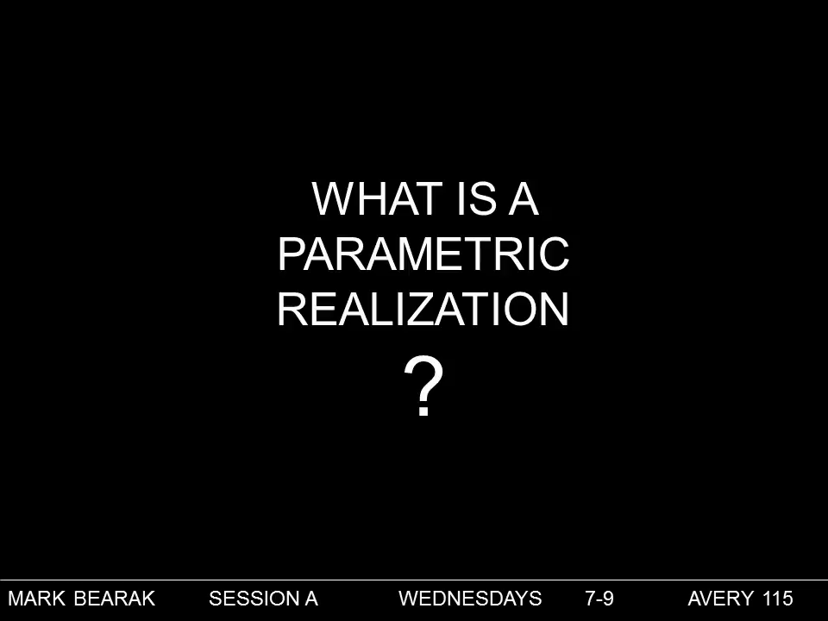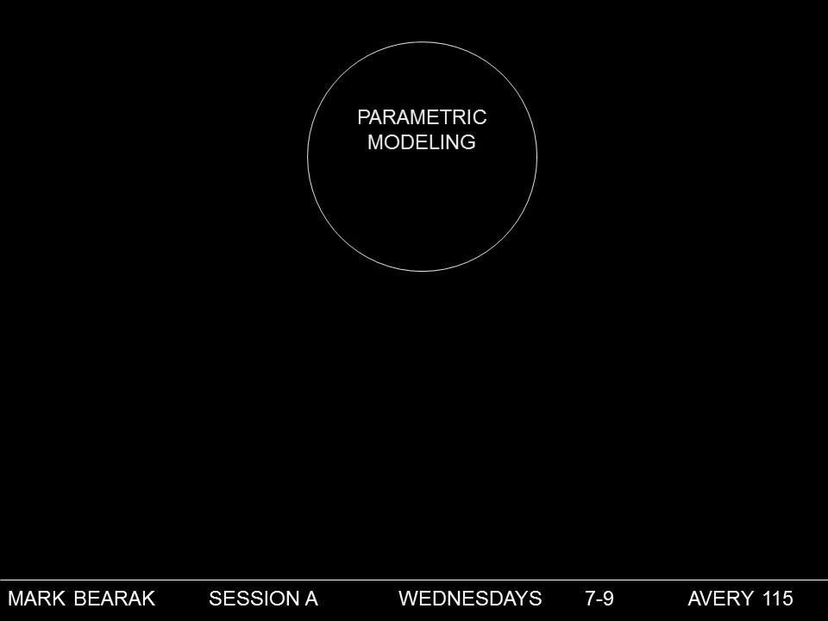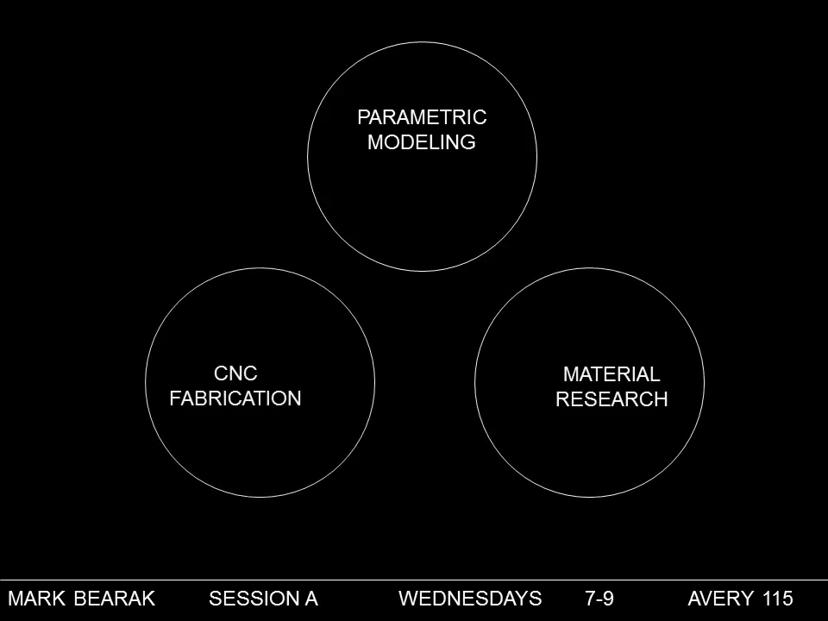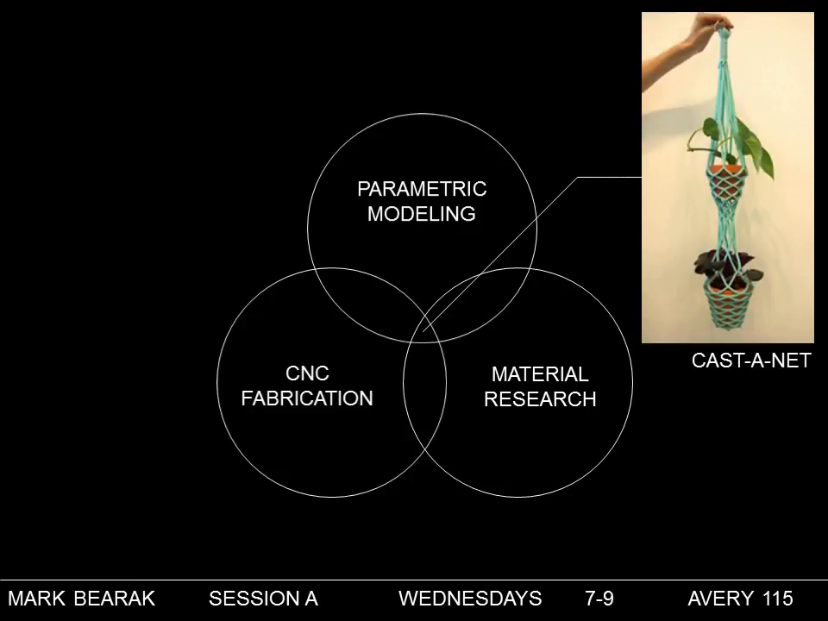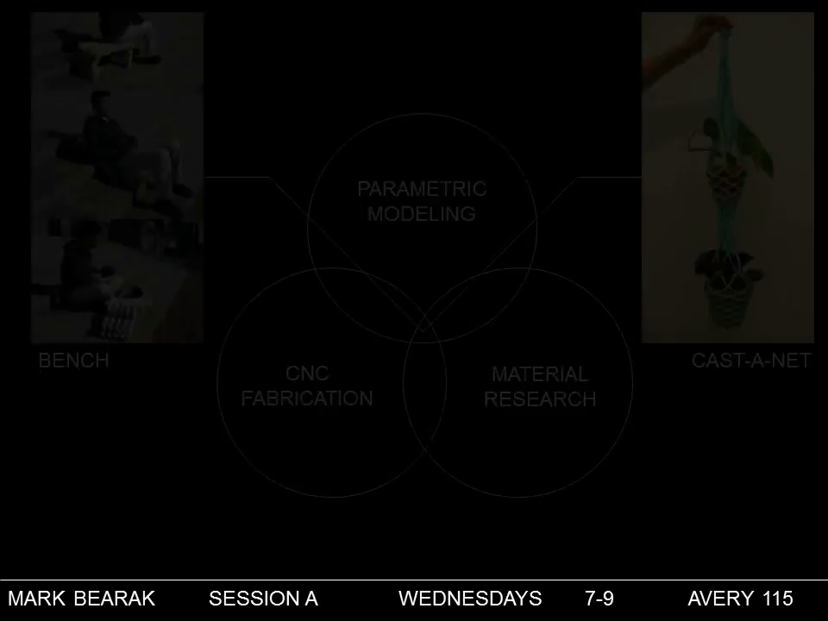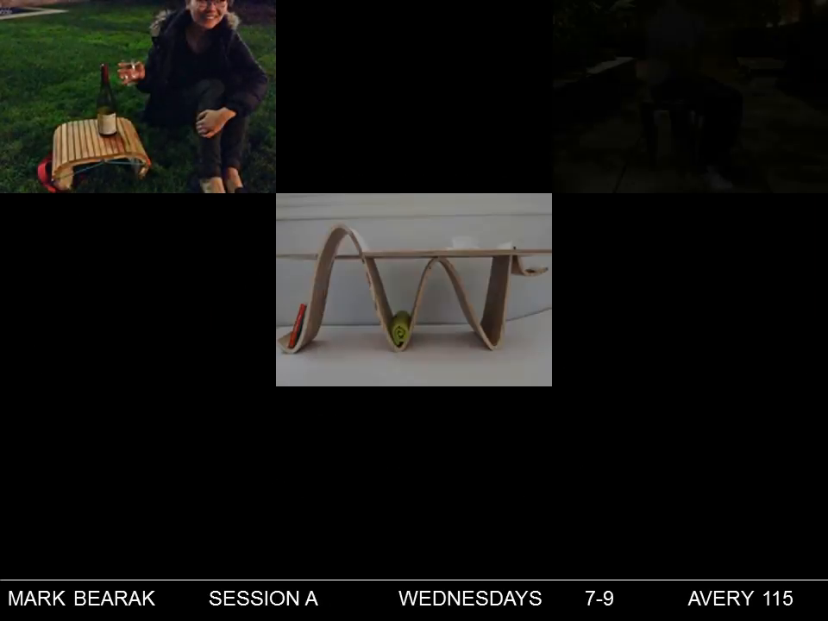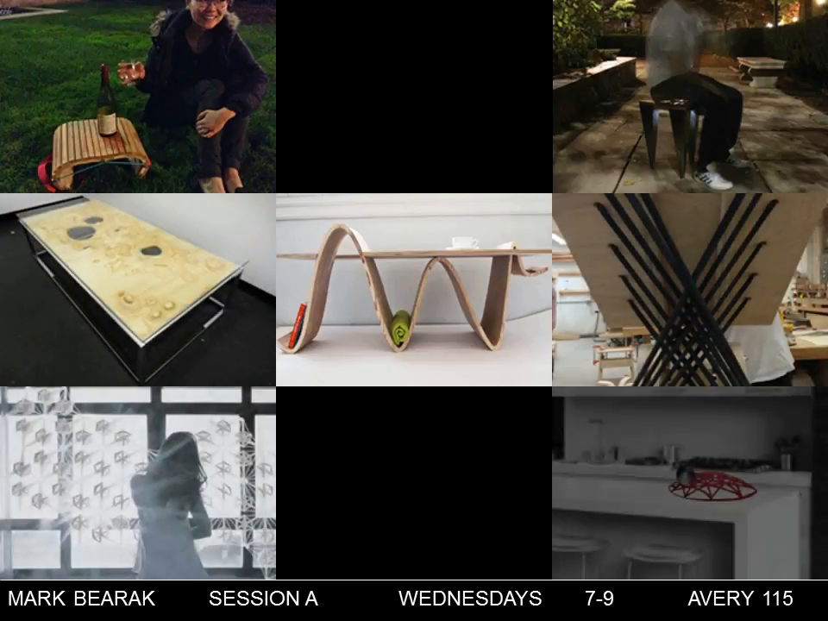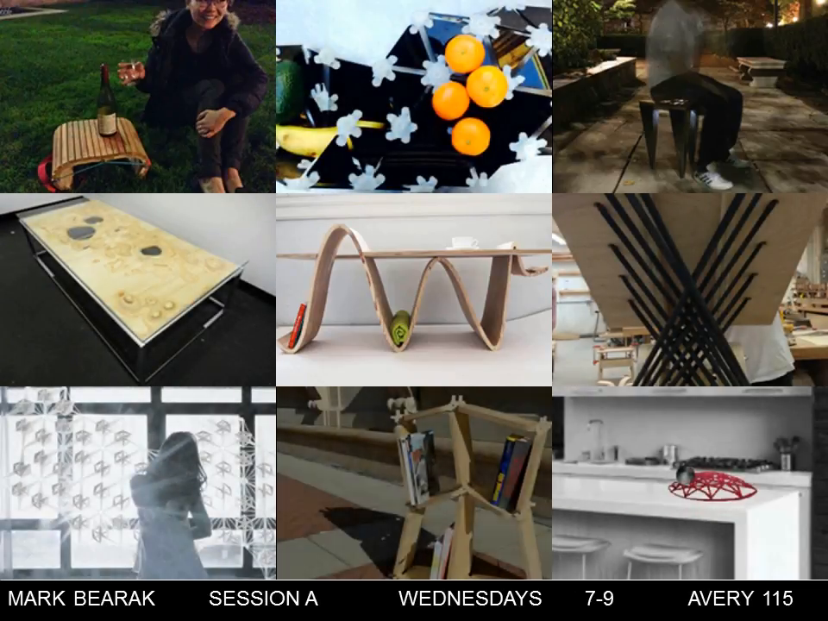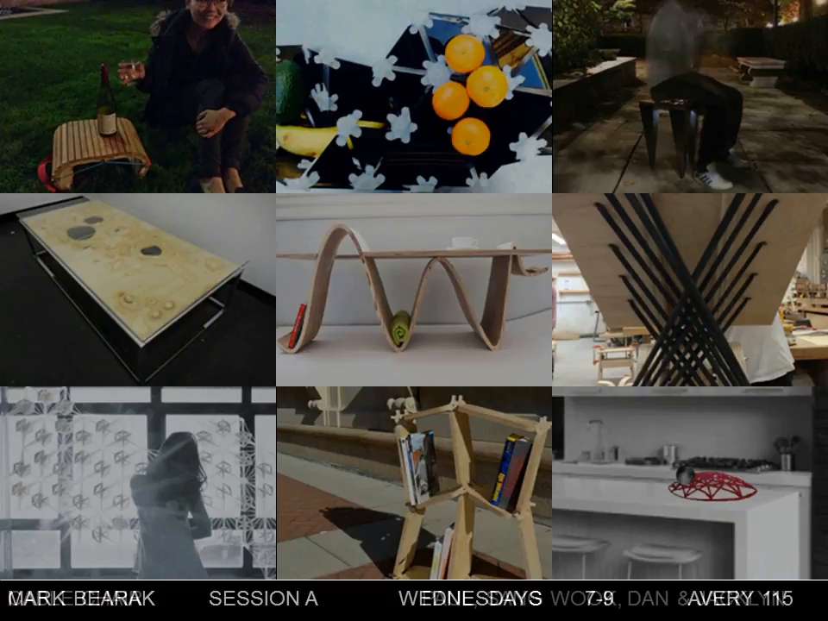So what is a parametric realization? A parametric realization is the synthesis of parametric modeling, material research, and CNC fabrication. When all these come together, they can be used to create a product, such as a planter or a reconfigurable bench. In 6 short weeks, you will design, fabricate, and assemble a one-to-one scaled product. This can be anything from a table, to a chair, to a light, to a building tile. The only constraint is it has to have a defined scale and a specific function.